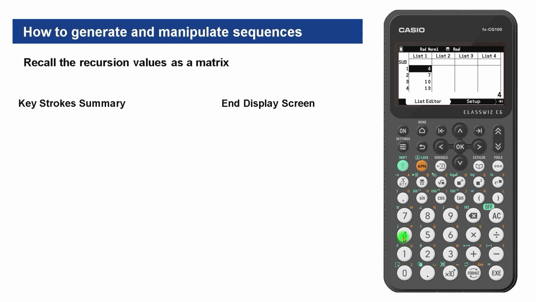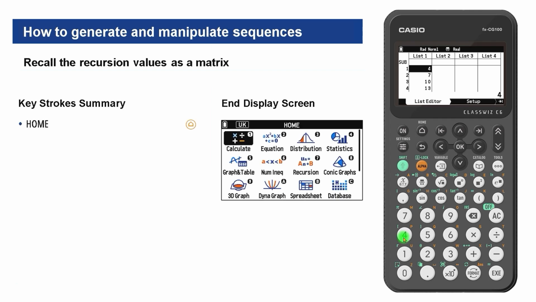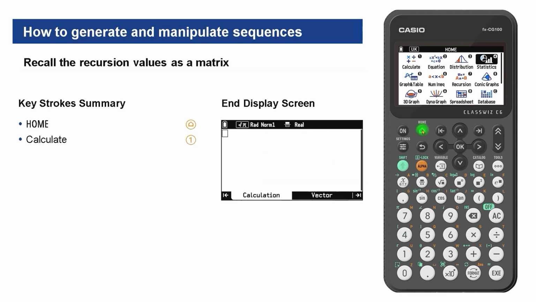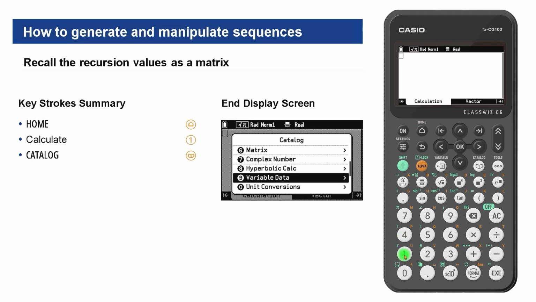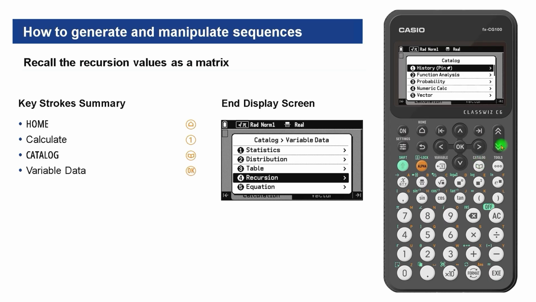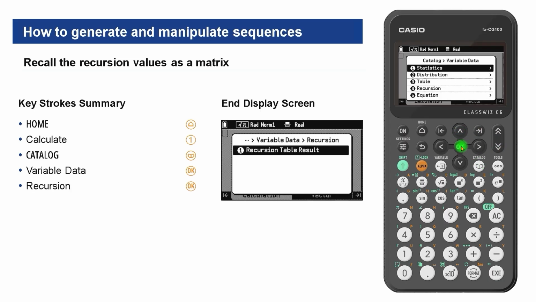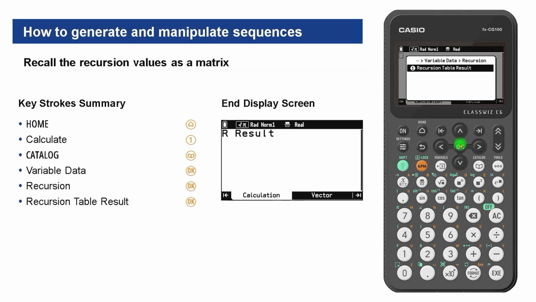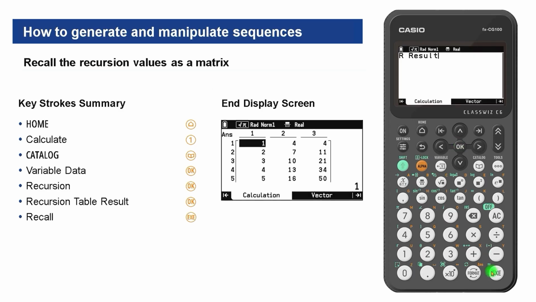Alternatively, all the displayed values in recursion can be recalled in a matrix. From Home, return to Calculate and press Catalog. Scroll or use a shortcut to select Variable Data. From the Recall options, select Recursion and Recursion Table Result. To generate the recall matrix, press Execute. Scroll to see further values or see our other resources for how to use matrices.